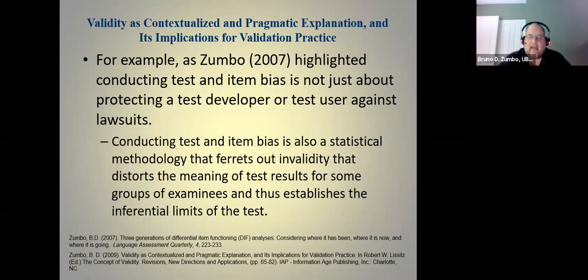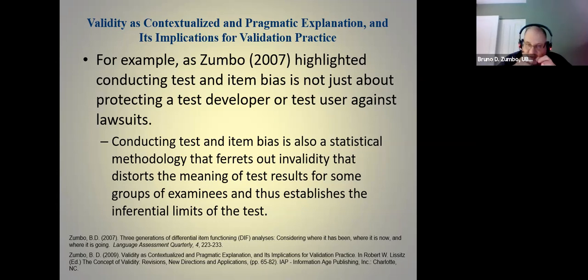So for example, in 2007, I highlighted conducting test and item bias. It's not just about protecting the test developer or test user against lawsuits. That's in a paper of mine that's gotten a great deal of attention entitled "Three Generations of Differential Item Functioning, or DIF Analyses," in Language Assessment Quarterly in 2007. So I highlighted in there, it might be, but it's not just about that. Conducting test and item bias analyses, differential item functioning, other classes of approaches, dimensionality analyses, multi-group confirmatory factor analysis, all of these is also a statistical methodology that ferrets out invalidity, that distorts the meaning of test results for some groups of examinees and thus establishes the inferential limits or bounds of the claims that we can make from the test. That to me is very important. It's not just about some fiduciary legal sort of responsibility.